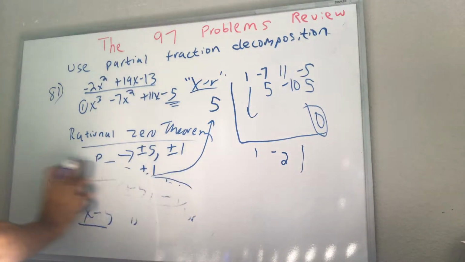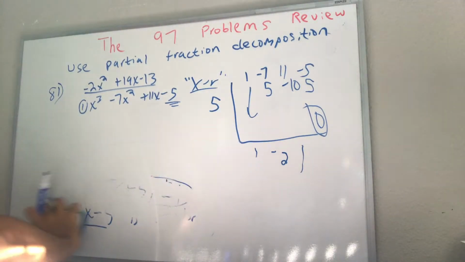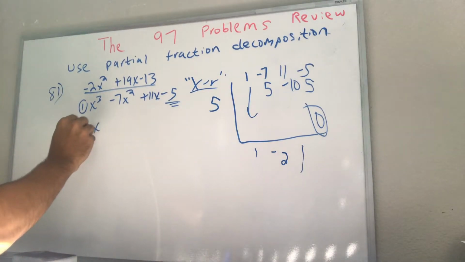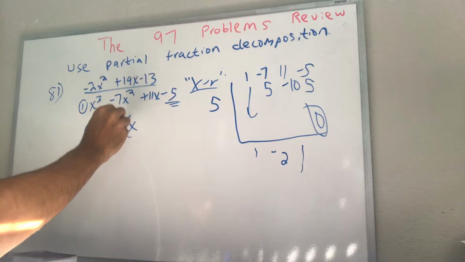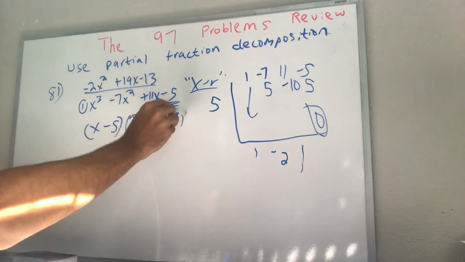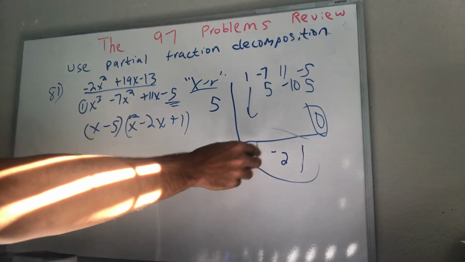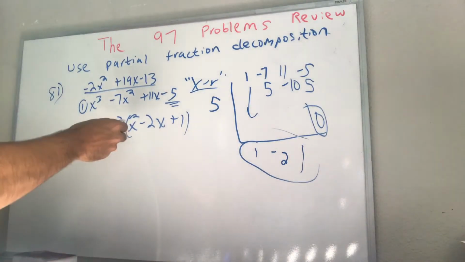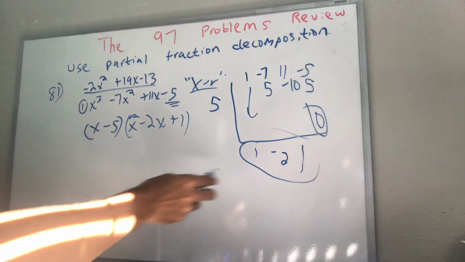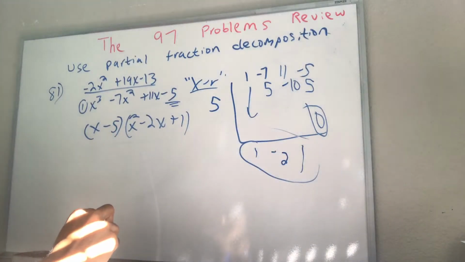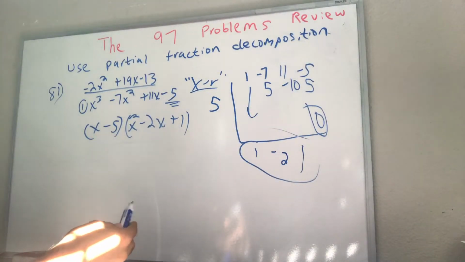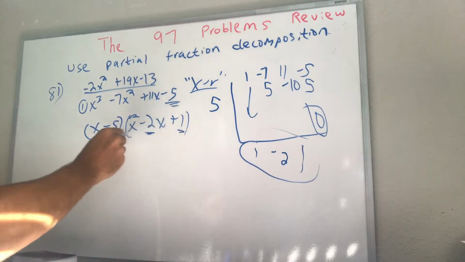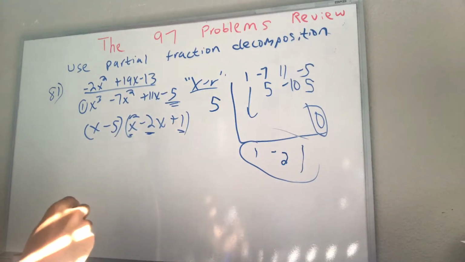So now this is a good thing because we know that our denominator is x minus 5 times x squared minus 2x plus 1. And I got that from this. These are the coefficients. You know your degree must be 2, therefore it's x squared minus 2x plus 1. These numbers over here represent the coefficients of your quadratic expression. And so you have your denominator.